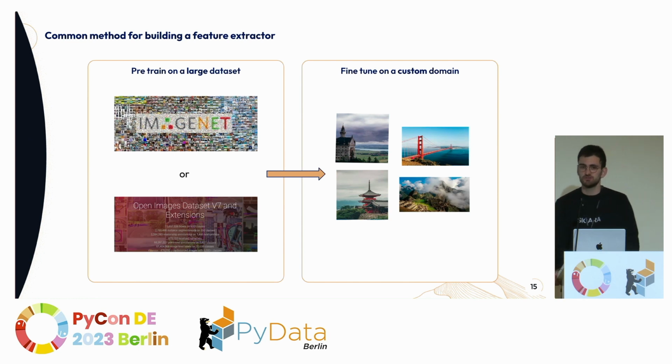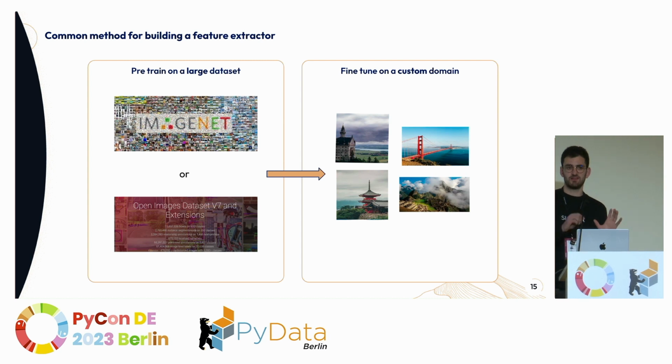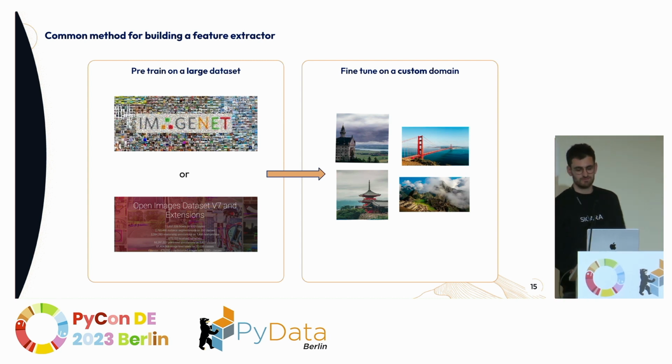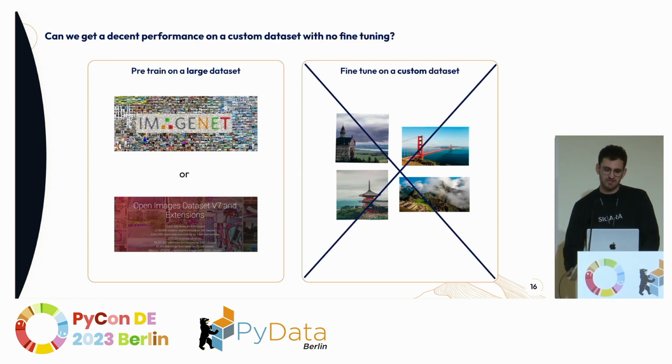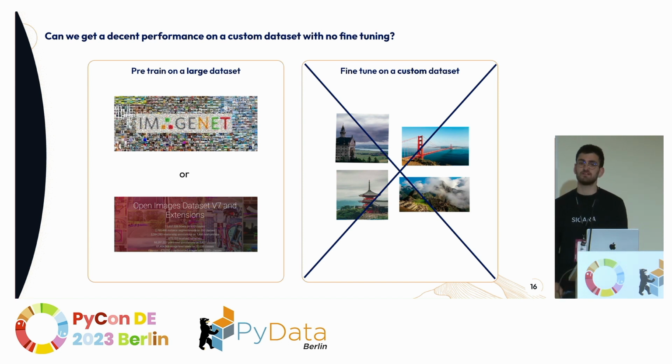A common thing to do when you're building a model for any task in computer vision is to take a model that is pre-trained on a large dataset like ImageNet or Open Images, and then fine-tune it on your custom data, so that you adapt your model to your custom domain and your custom task. So we're going to see if we can get decent performance without fine-tuning on our custom data, taking just an off-the-shelf model to get a baseline.